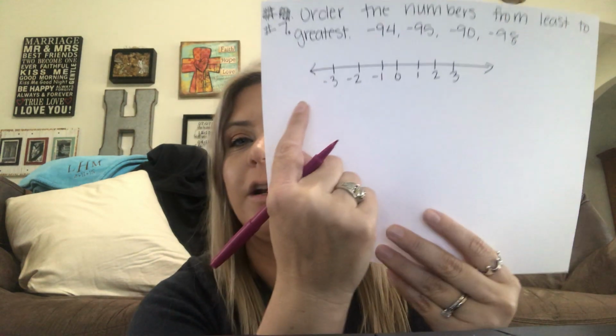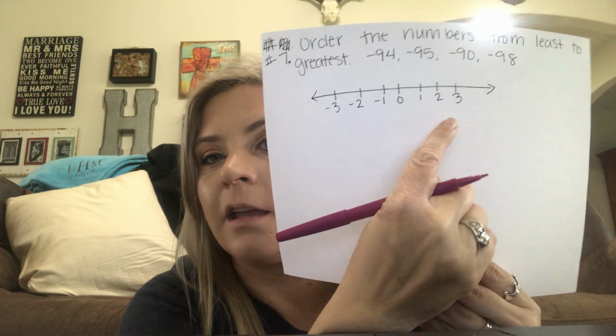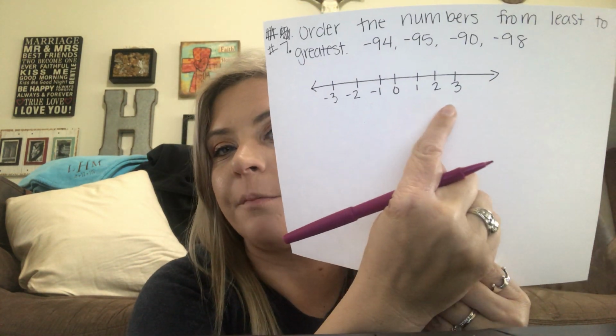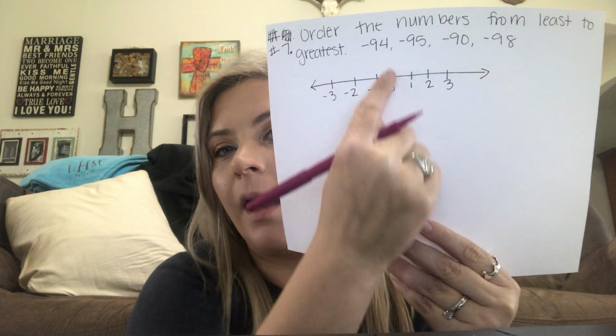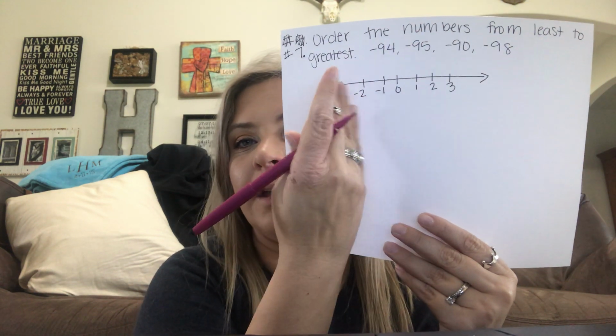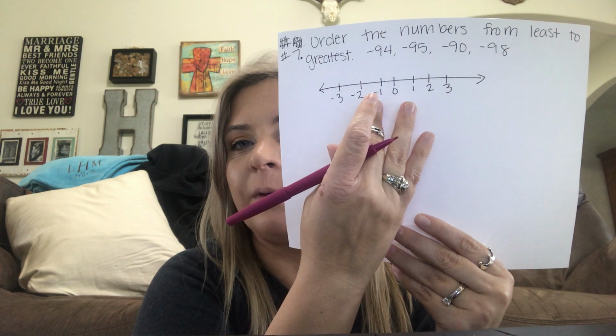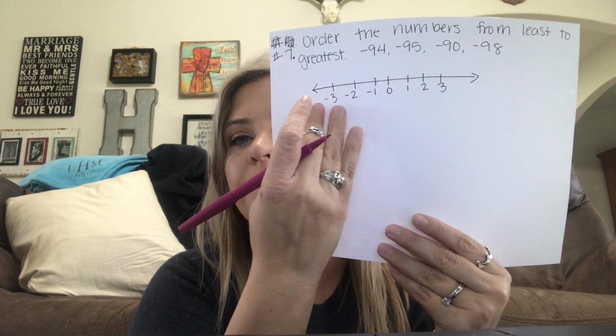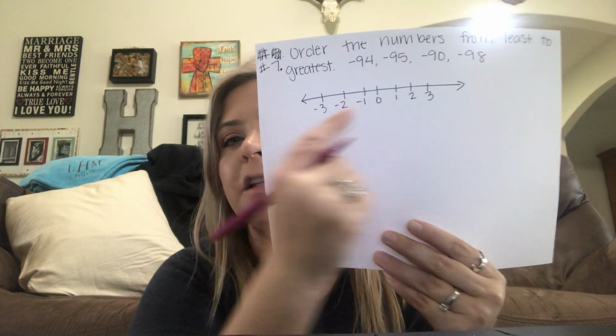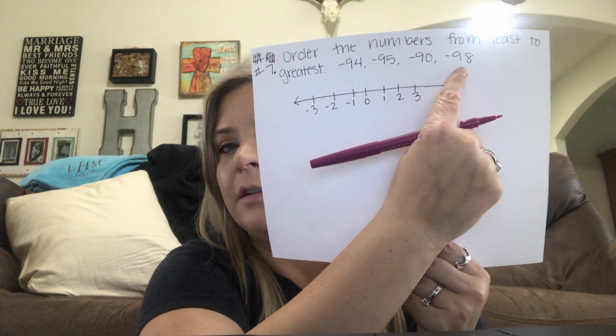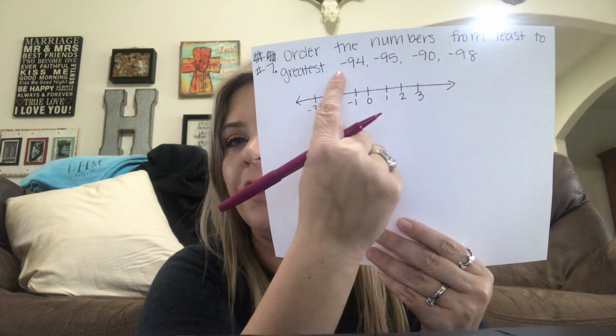Number 7 says order the numbers from least to greatest. We have -94, -95, -90, and -98. As a reminder of how it works, I drew out a number line. Guys, remember whole numbers get bigger the bigger the number. But the 0 is almost like a mirror image. So the next number going this way is -1. So if these numbers are getting smaller, that means the larger negative number, -98, is actually smaller than these.